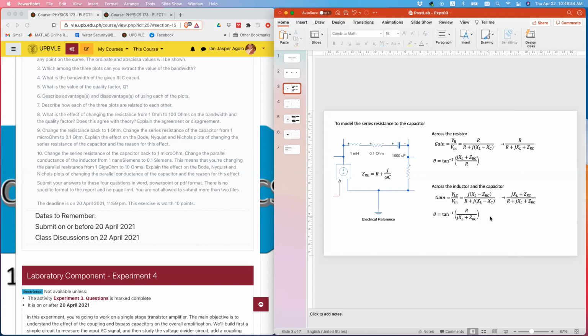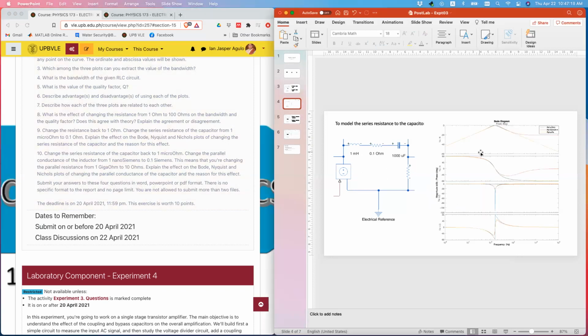Across the inductor, ang gagawin nyo naman is ilalagay nyo yung part na ito, yung part na yan, dun sa numerator. Included doon yung series resistor. Okay. And yan din yung makukuha nyo for the gain and for the phase. Okay, so you can try it out for yourself. Okay, so ito yung result. Mali pa ata yung nakalagay dito. I'll correct this bago ko isend sa inyo.